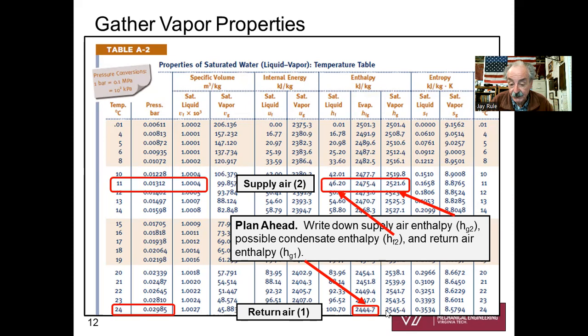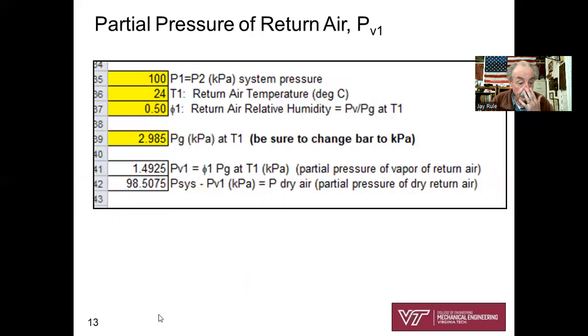So please excuse me for circling the wrong h sub g down here for my return air. Okay. All right. So what we're going to do here is get our partial pressures at state 1 first, and that's going to enable us to get moving. We wrote down PG1, 2.985 kPa, 50% relative humidity. So PV1, the partial pressure of the vapor, is 1.49 kPa.